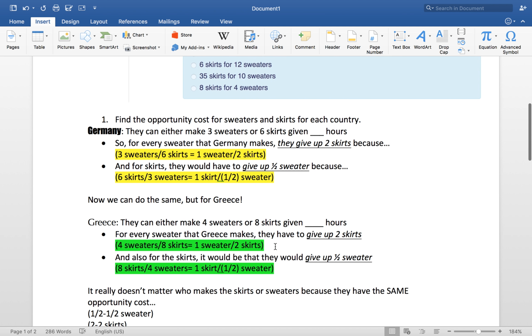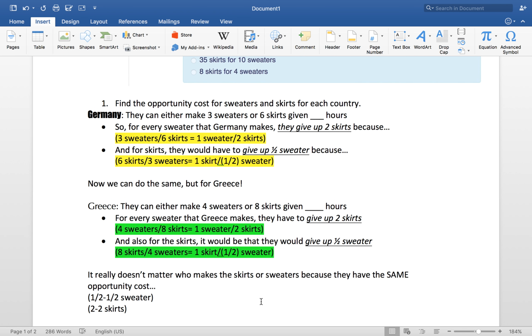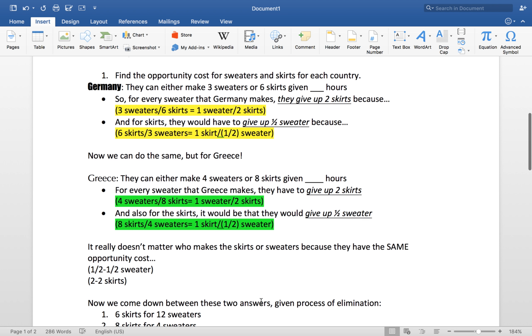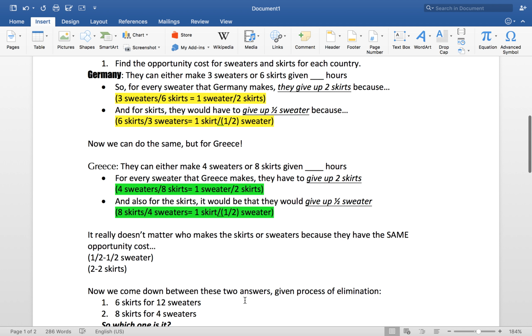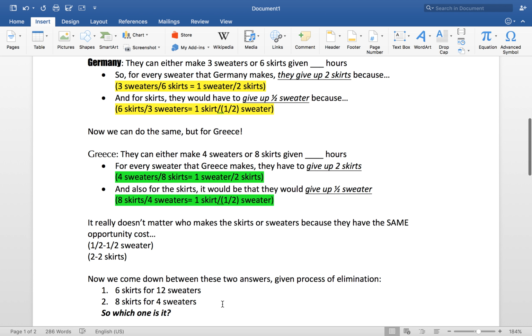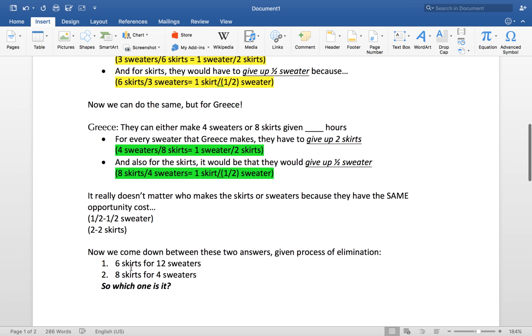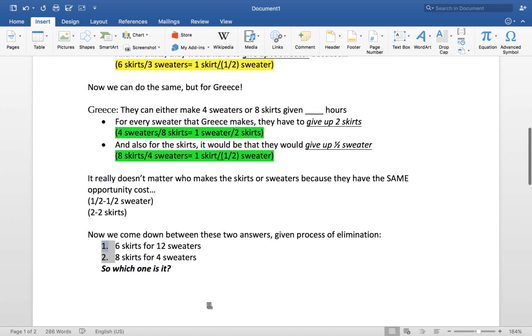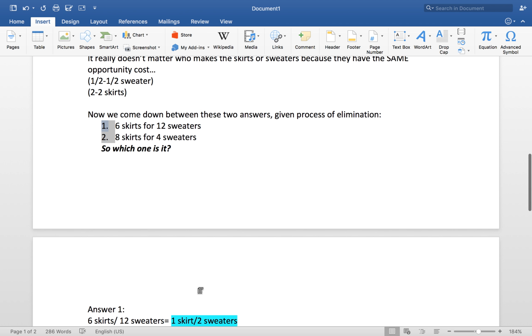So how do we figure this out? Both countries have the same opportunity cost. So which one do we know is the best deal for them? Well, let's break this down. I know it says 2 answers. It's supposed to be 3, but I'm not going to change it. Okay. So which one is it? Let's work on the first one. So let's work on 6 skirts and 12 sweaters.